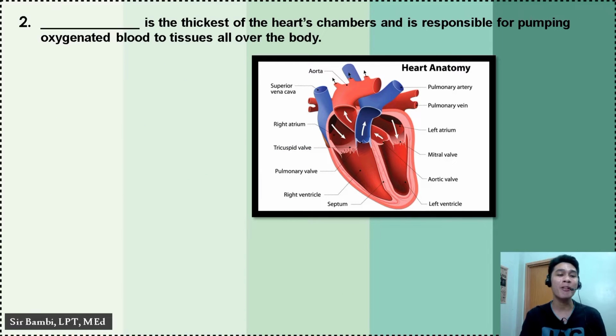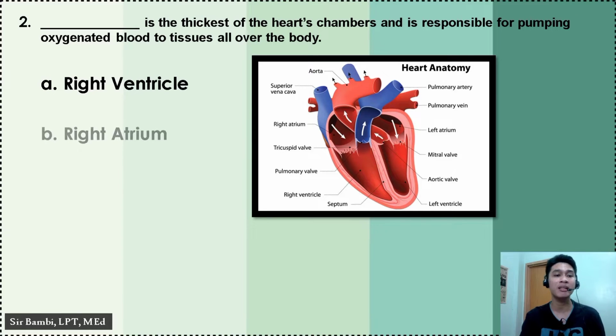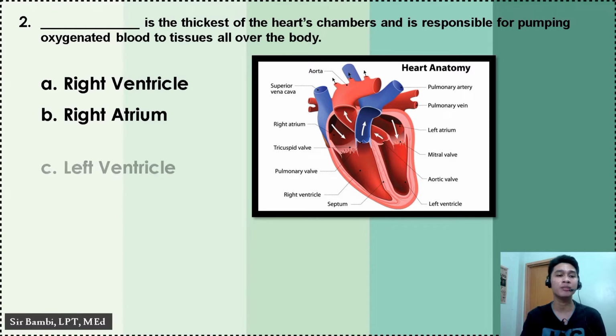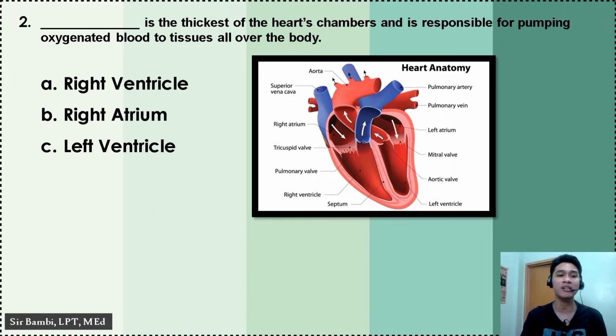Number 2. Blank is the thickest of the heart's chambers and is responsible for pumping oxygenated blood to tissues all over the body. A. Right ventricle. B. Right atrium. C. Left ventricle. Or D. Left atrium. And the correct answer is letter C.